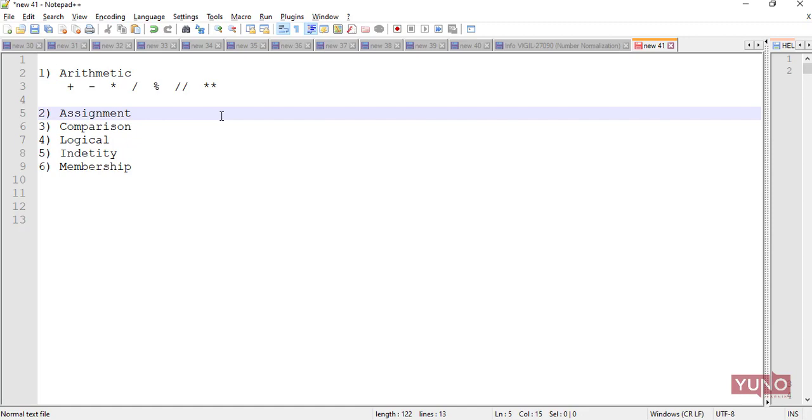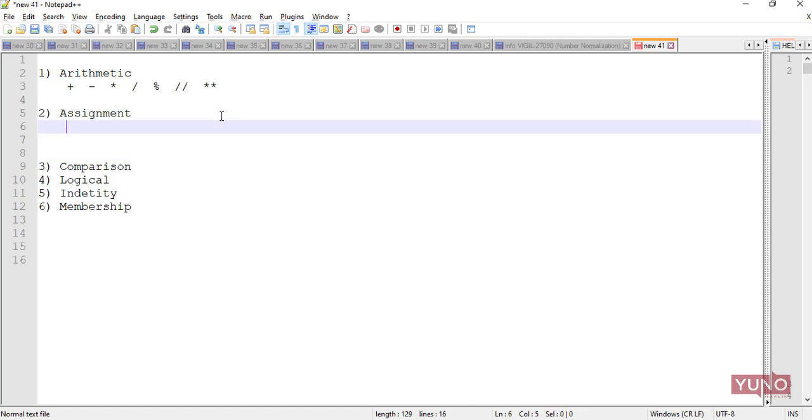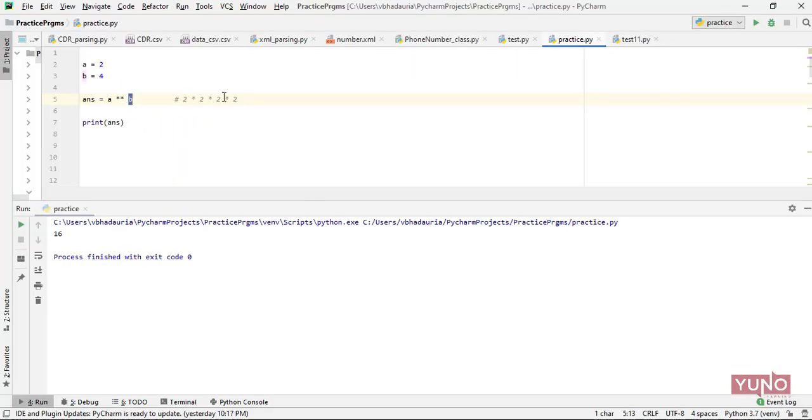So let's move on to the assignment operators. With assignment operators you can write a equals a plus 5. Whatever the value of a is, 5 will be added to it. That means this is the assignment operator. In short form, you can consider plus equals, minus equals, divide equals, and modulus equals. Basically these are the assignment operators, and I will show you a basic example of this one.